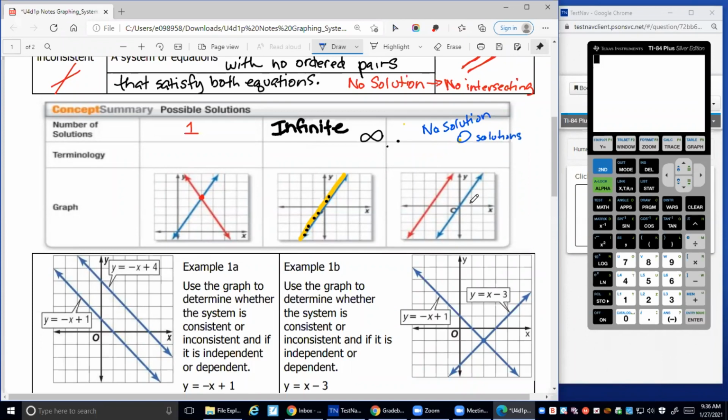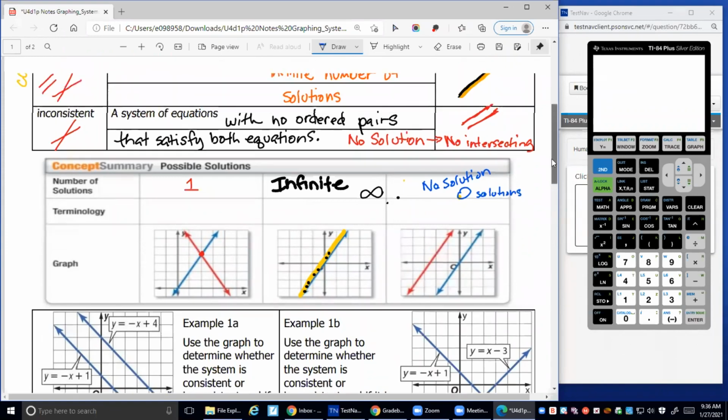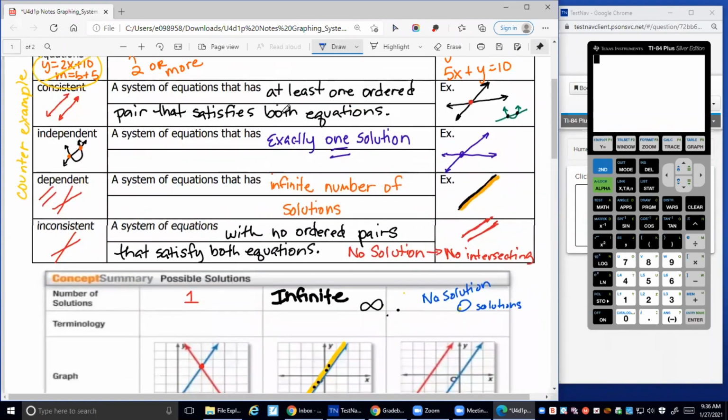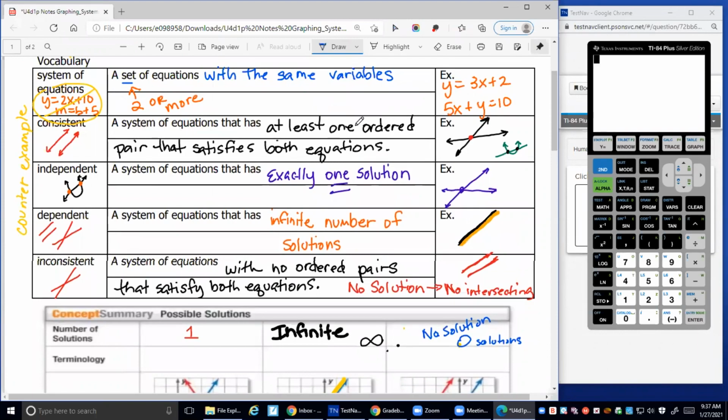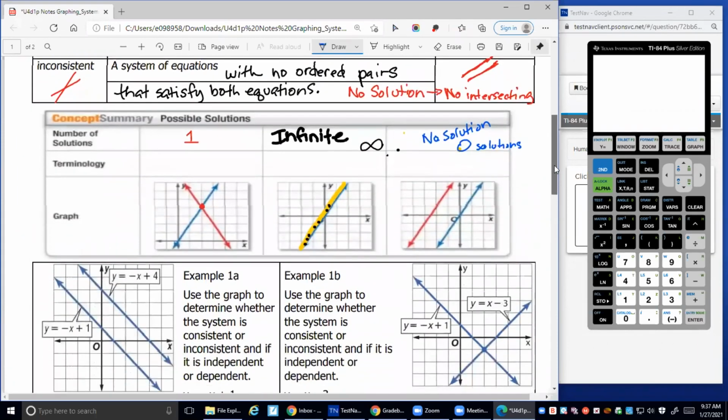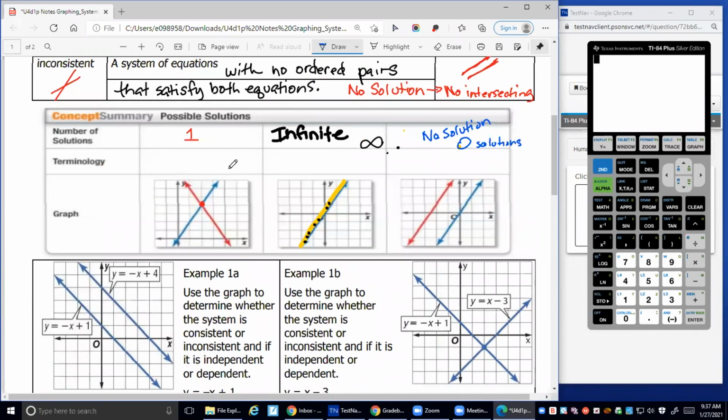Okay, good. So we have very special names for these, and as we get into the definitions, we will talk about it. So let's look at consistent. Consistent has at least one ordered pair that satisfies both equations. So they touch at least once, right? That's basically the message here. This one touched one time, this one touched two times. So when I go down here, that word was consistent. So it has to touch at least once.